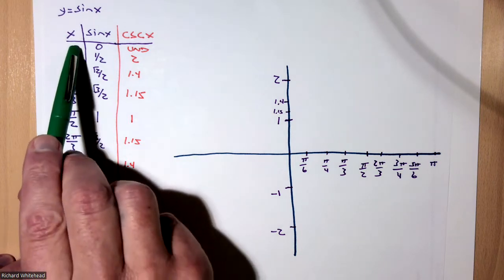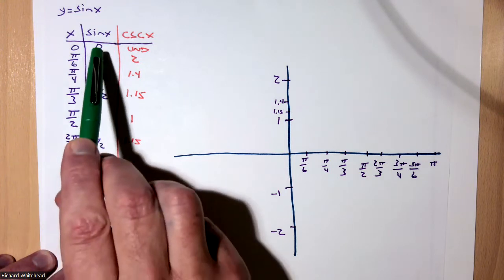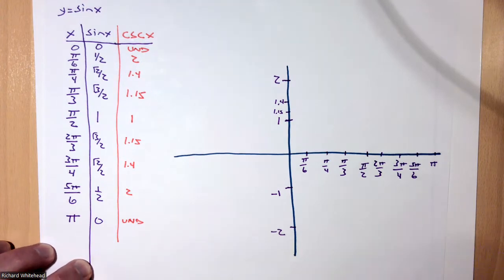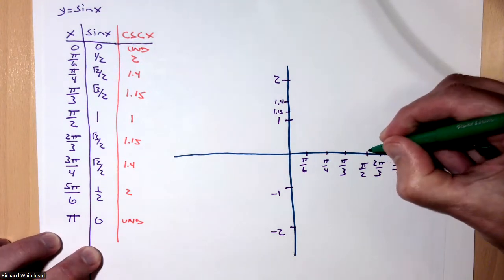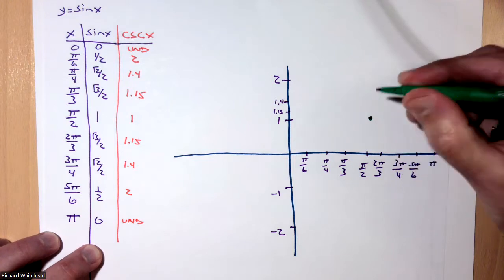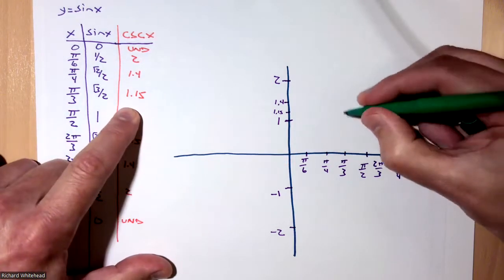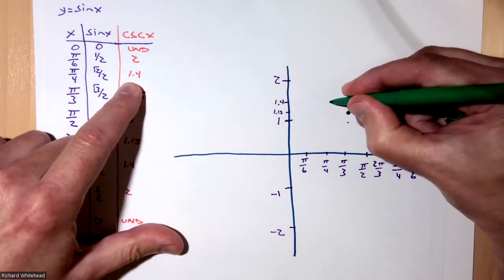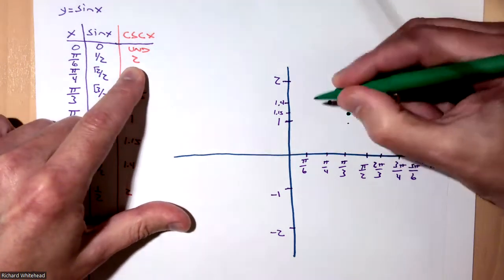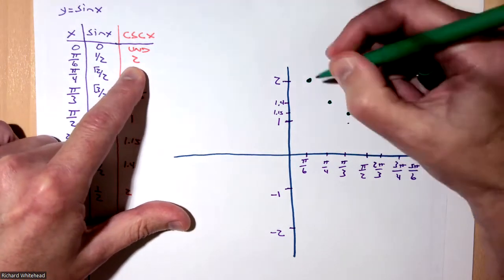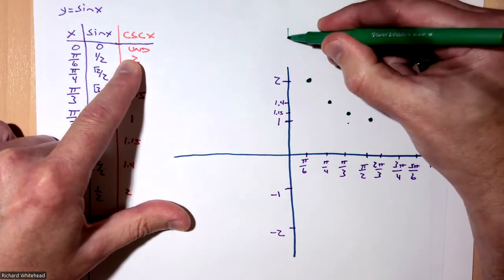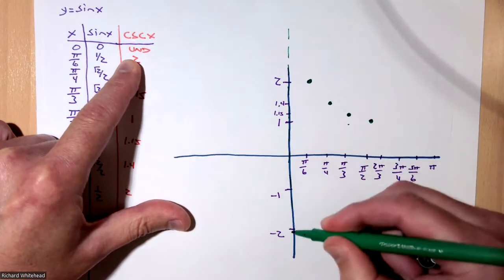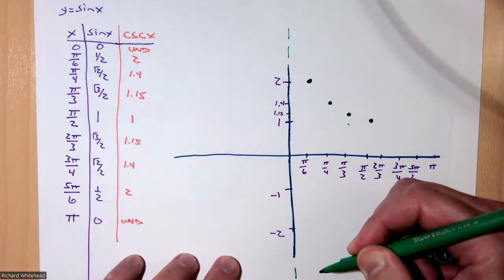So if we say, here are our values for x, this would be our sine x, and then this would be our cosecant x. At pi over 2, 1. At pi over 3, cosecant is like 1.15. At pi over 4, cosecant is like 1.4. At pi over 6, cosecant is 2. But at 0, it doesn't exist. And as we recall from our early days in algebra 2, that means it's an asymptote.